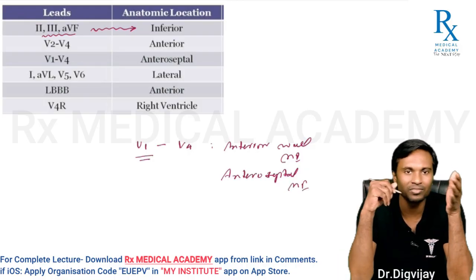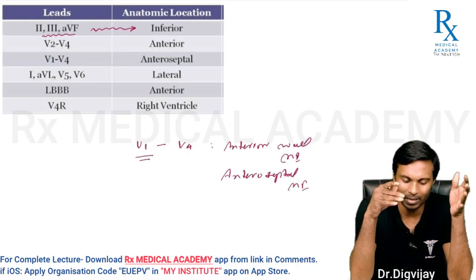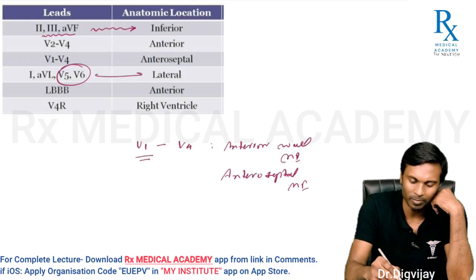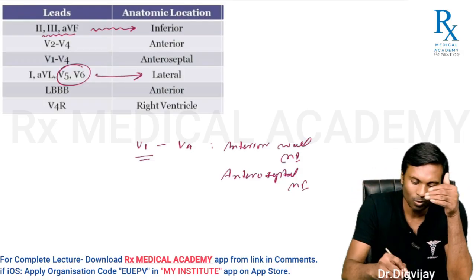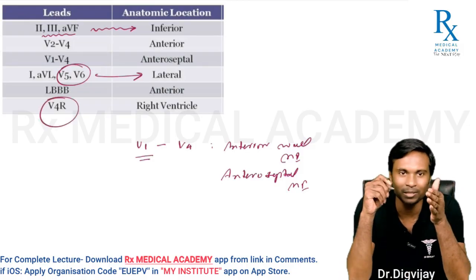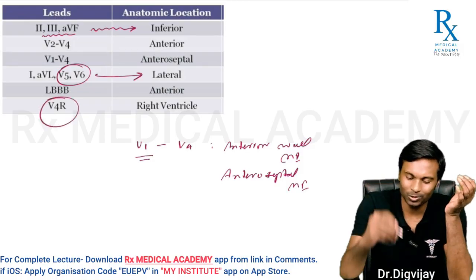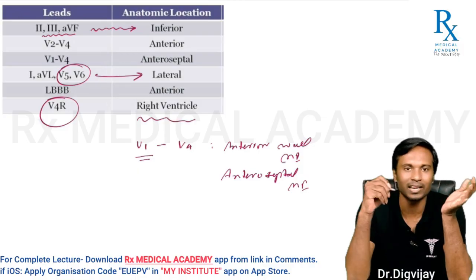So you can also call it antero-septal MI. Okay, if it is only V1 to V2, you will call it septal MI. Now V5, V6 involvement will reflect lateral wall of left ventricle, therefore this is lateral MI. What is V4R? That is a chest lead placed towards the right side of the heart. So this will reflect MI involving the right ventricle.